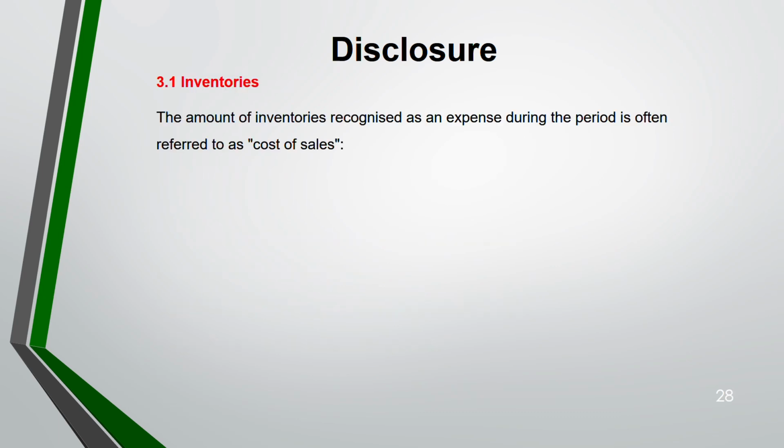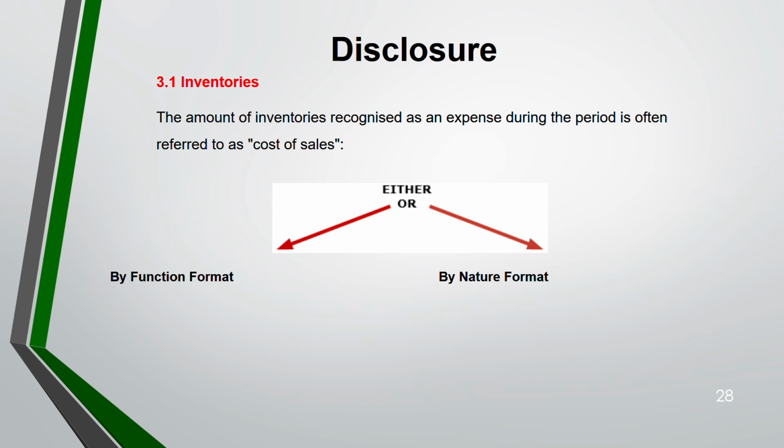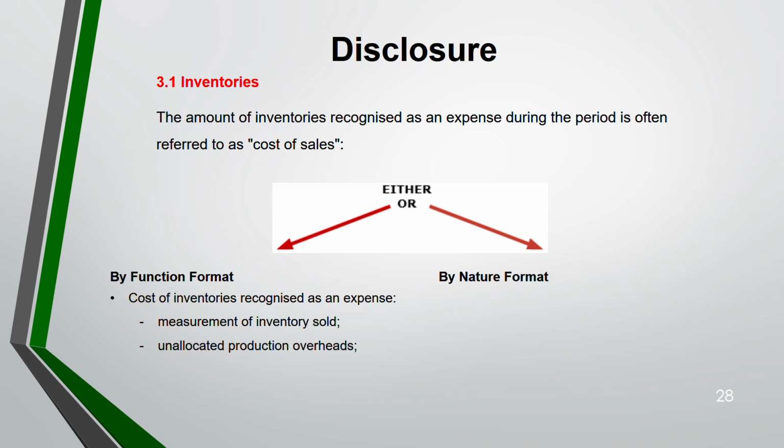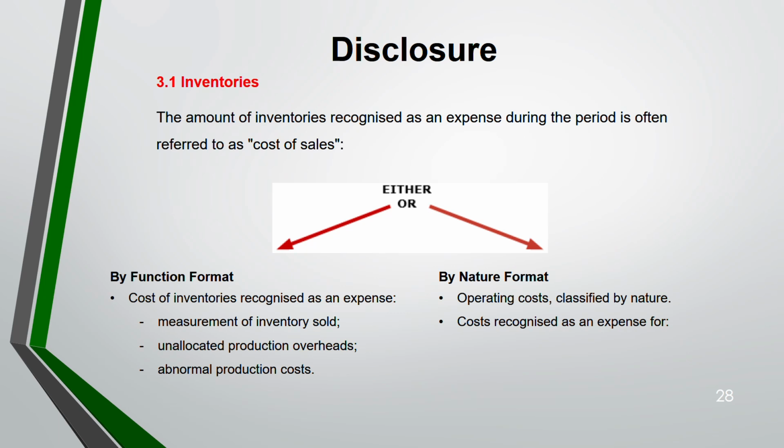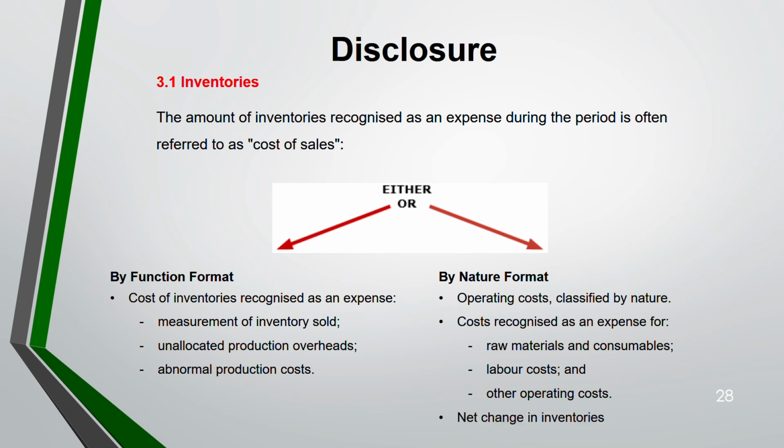The amount of inventories recognized as an expense during the period is often referred to as cost of sale, either by function format or by nature format. So by function format, cost of inventory is recognized as an expense: measurement of inventory sold, unallocated production overhead, abnormal production cost. And by nature format, operating cost is classified by nature: cost recognized as an expense for raw material and consumables, labor cost, other operating cost. This is how it will be divided by nature and by function, or net change in inventories.